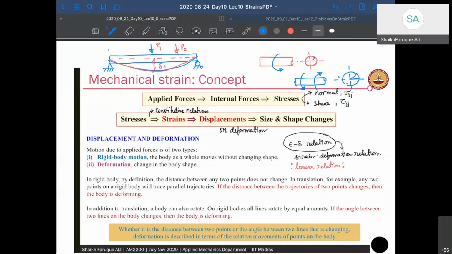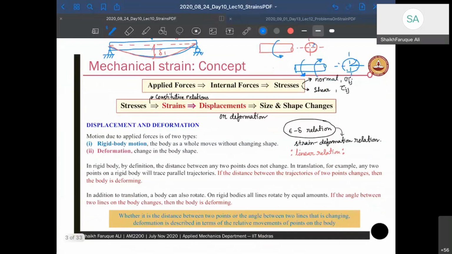So that is the change in relative motion between two points, the relative motion between two points, and that's called deformation. We'll be making it more clear. Okay, so this is what is defined here. You can go through the writing here.